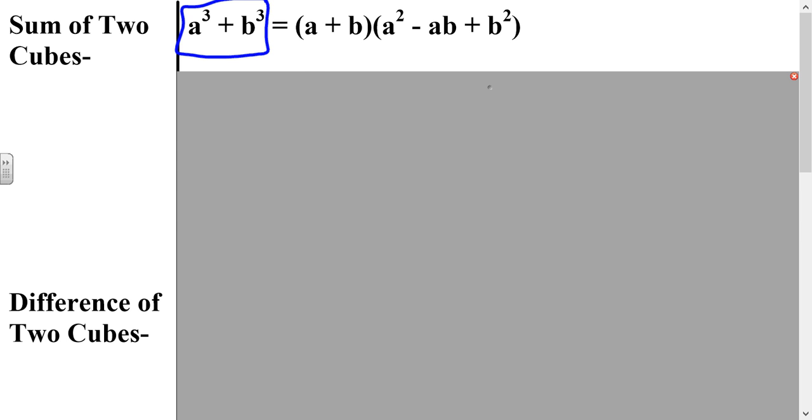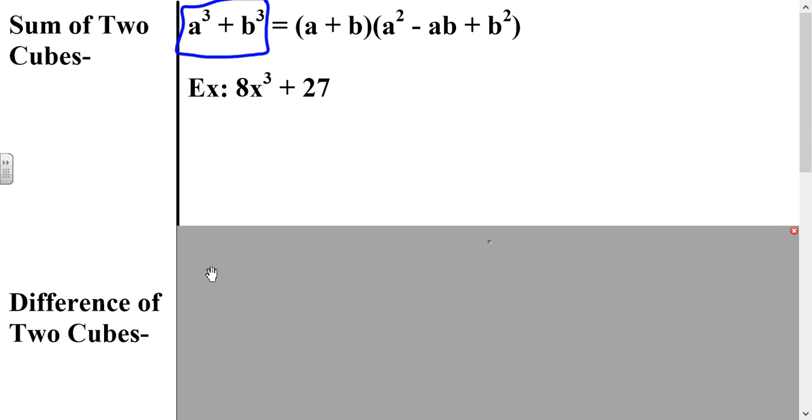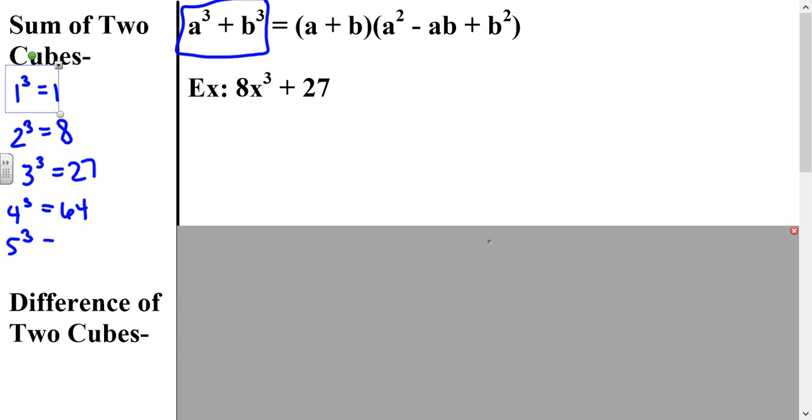So for example, if I was asking you to factor 8x cubed plus 27, this is a sum of two cubes because this is a perfect cube and this is a perfect cube. Now, if you're not sure what your perfect cubes are, you can make a list. So 1 to the third power would be 1. 2 to the third power is 8. 3 to the third power is 27. 4 to the third power is 64. 5 to the third power is 125, and so on. So you can just write those down somewhere in your notes if you want to so that you can recognize those.